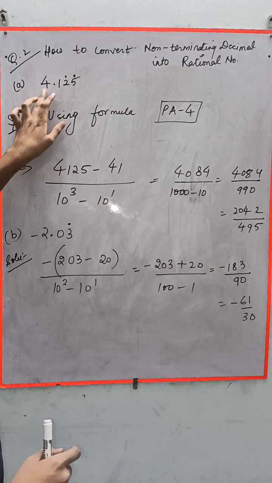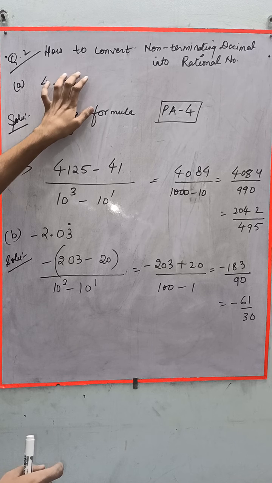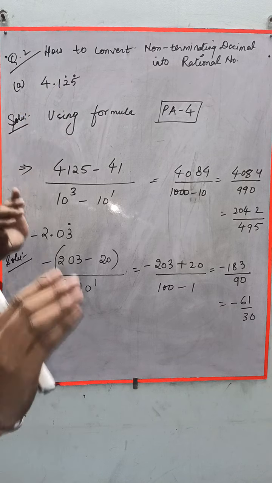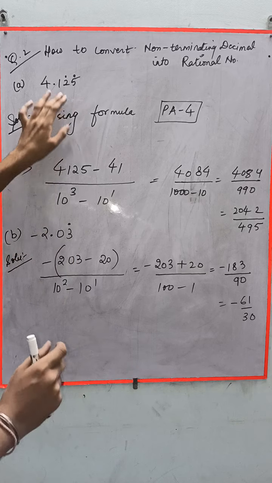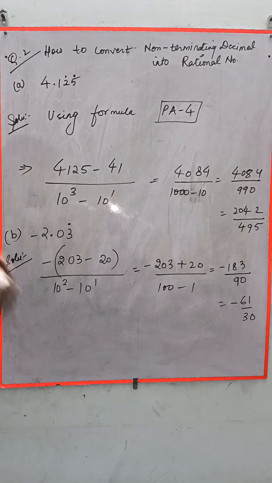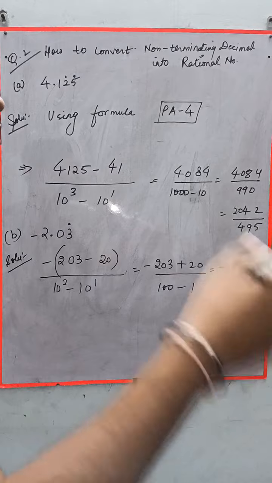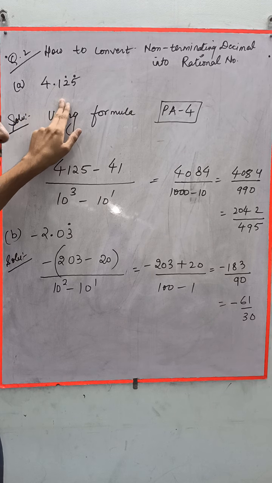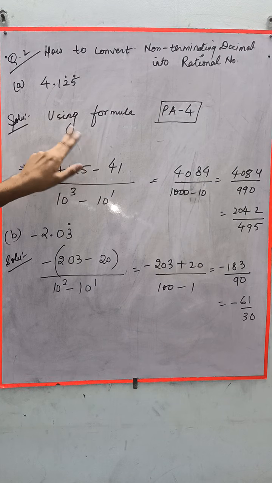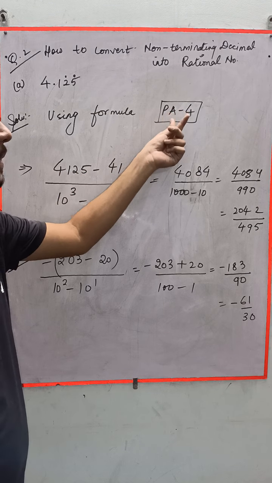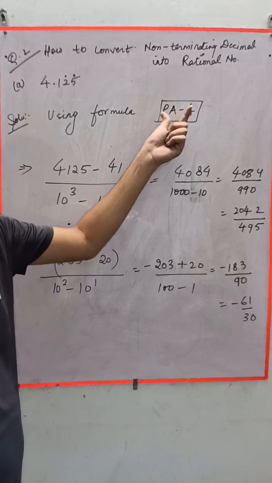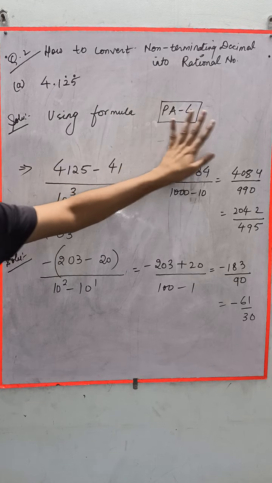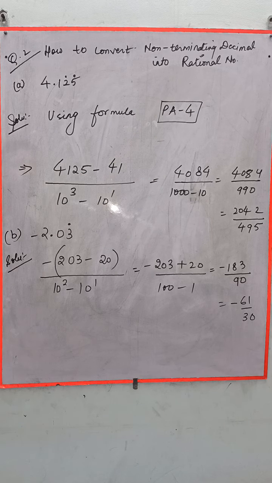So the first question is 4.125 recurring. 4.1, give some gap, 25 recurring, so that when you read, it should be understood by the other person that 25 is recurring. So 4.125 recurring, using the formula which is given on page number PA4. Please, in the blue box it is given there very clearly. Please write the formula over here. I have not written it. So here is the question.